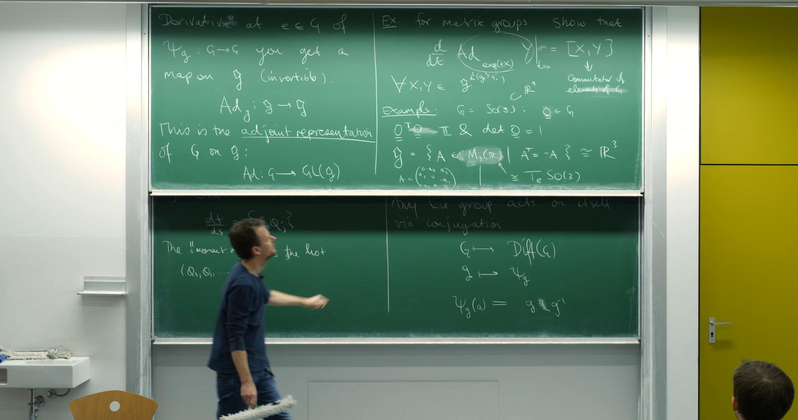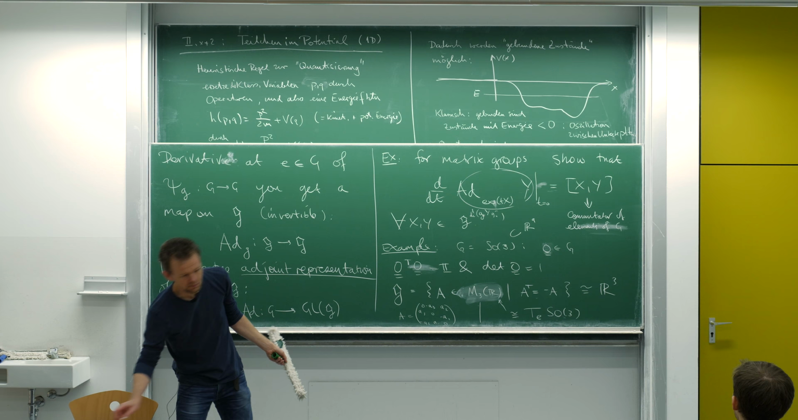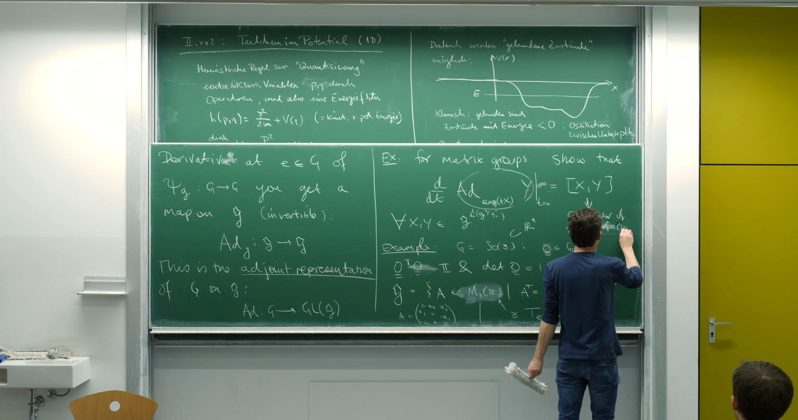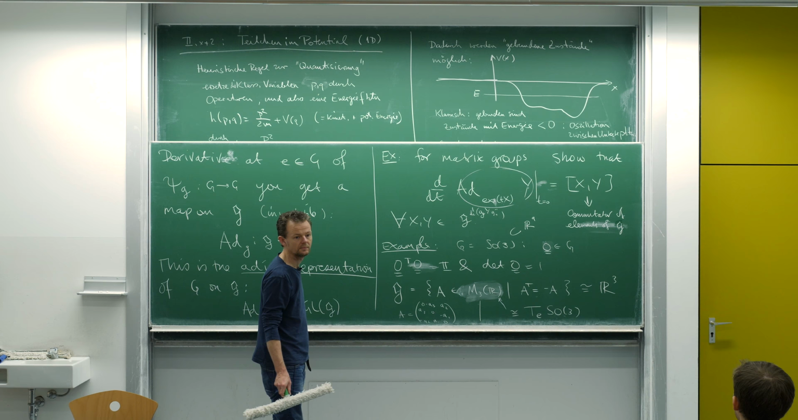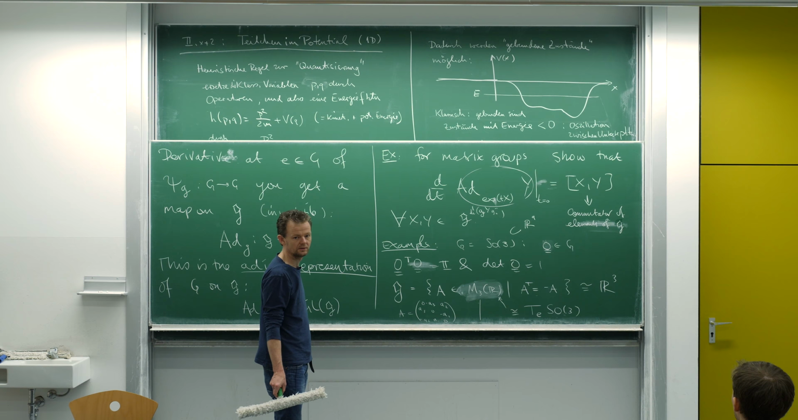Oh, sorry. Commutator elements of the Lie algebra. And so you can take a representation, and then these will be the standard matrix commutator. I think this also holds if we have some abstract Lie group and not a matrix group. Right, yeah.